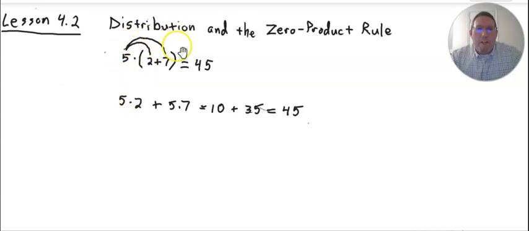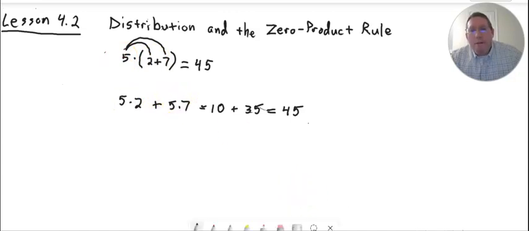Then we multiplied the 5 times the 7, and because there's addition in between them, we put addition in between them, and we got a 10 and a 35, and we got 45. Now you may be thinking, Mr. Ryan, why in the world would you do something like that? It's so much easier just to do 2 plus 7 is 9, and then multiply that by the 5. That's so much easier. Why in the world would you distribute?